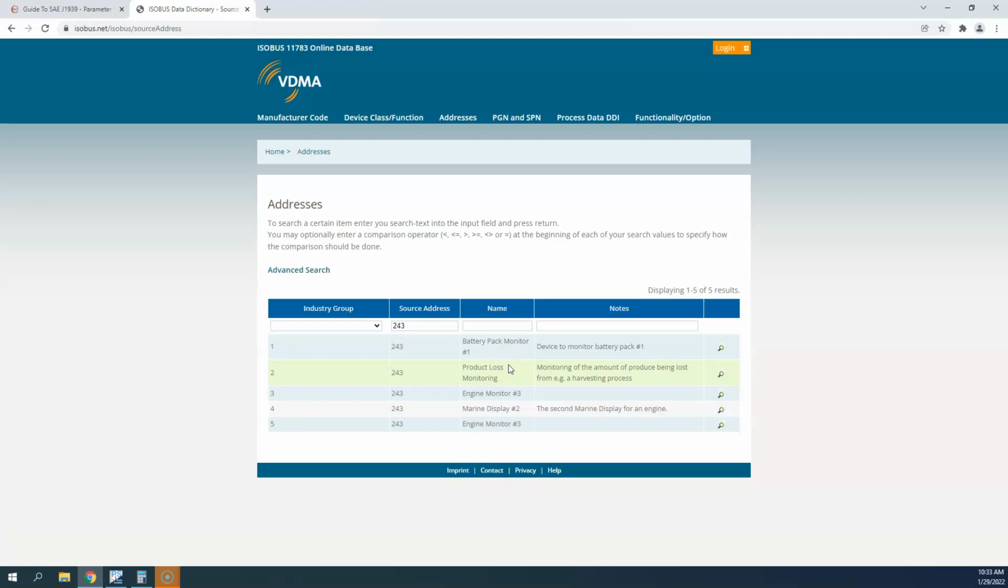This could either be battery pack monitor number 1, product loss monitoring, engine monitor 3, or marine display 3. What this says is I need to also know what that industry group is. So this is another piece of this. This is where you're going to find this information is not readily available to you out there, unfortunately, unless you spend several thousands of dollars to buy the SAE specifications. Not something I would definitely recommend.